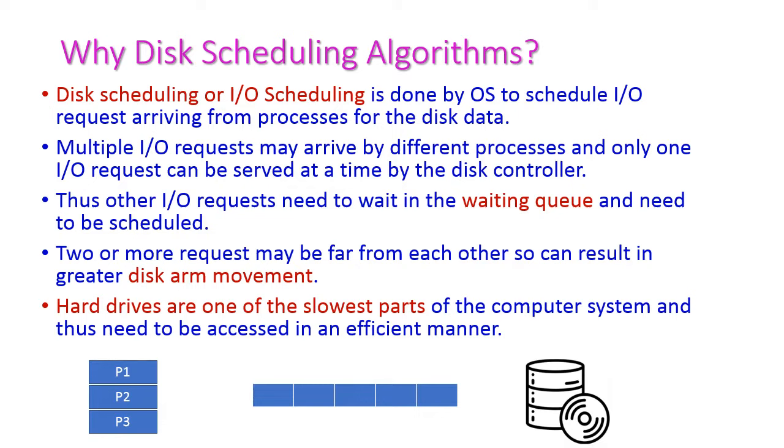Why are disk scheduling algorithms important? Disk scheduling algorithms are otherwise called IO scheduling algorithms, which are used by the operating system to schedule IO requests arriving from processes for disk data. See here, we have three different processes and these will give requests for the data which is available in the hard disk. Multiple IO requests may arrive from different processes and only one IO request can be served at a time by the disk controller.